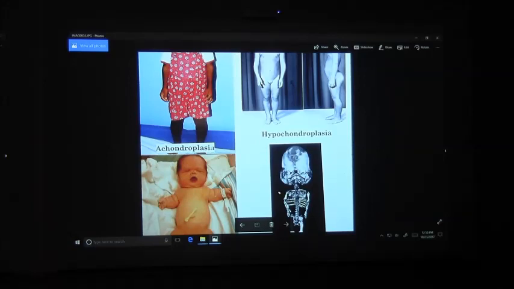And here's a child with the type 2 thanatophoric dwarfism with the skeleton, and with a very distorted head, multiple sutures fused, with a skull that's often called cloverleaf-shaped skull.